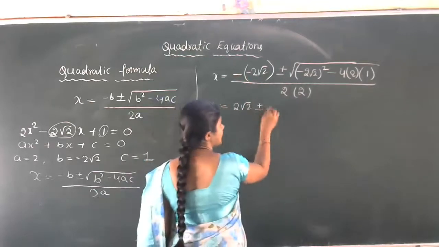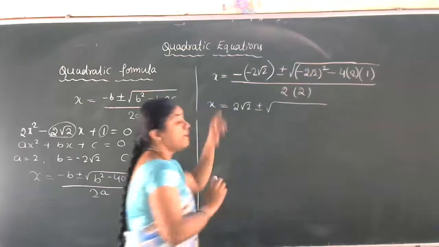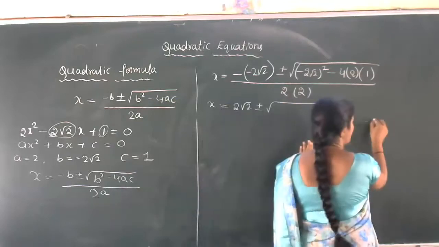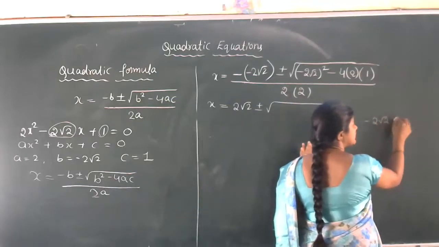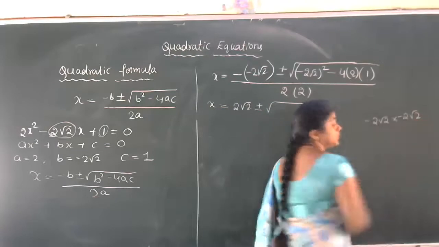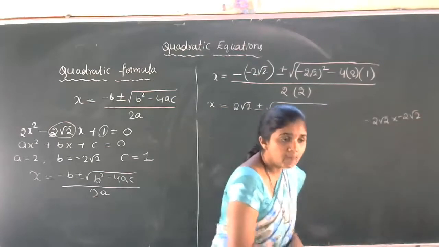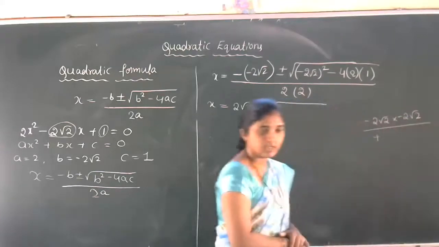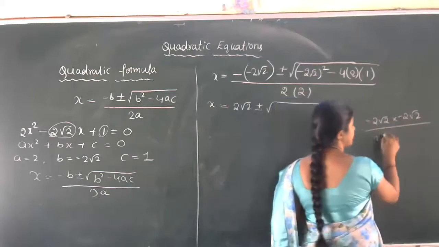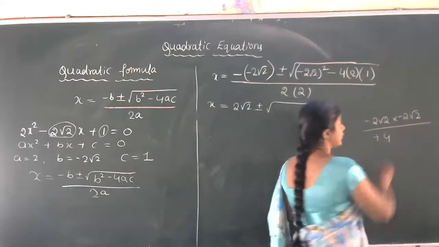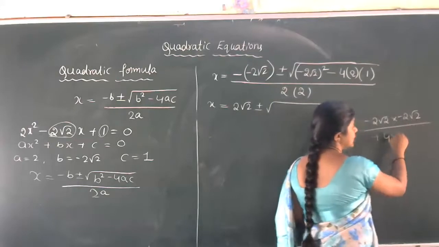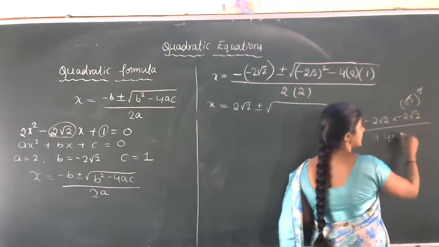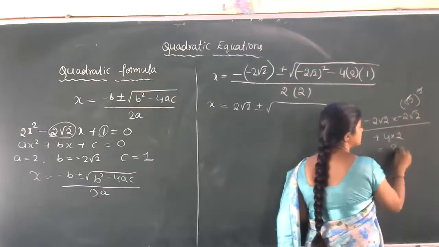Then plus or minus square root of. So minus 2 root 2 whole square is there. You have to simplify it properly. Minus 2 root 2 whole square in the sense minus 2 root 2 into minus 2 root 2. Minus into minus is plus. Then 2 into 2 is 4. Then root 2 into root 2 is root 2 whole square, so the square root gets cancelled, that is 2. 4 2s are 8.